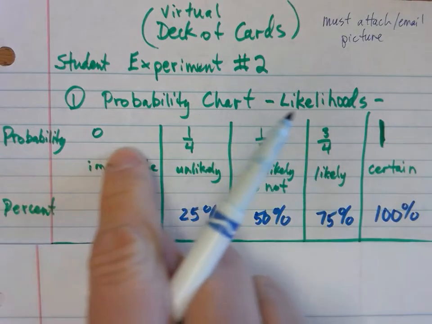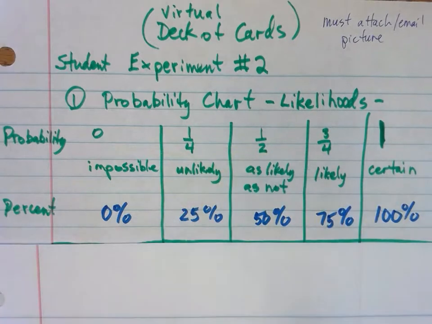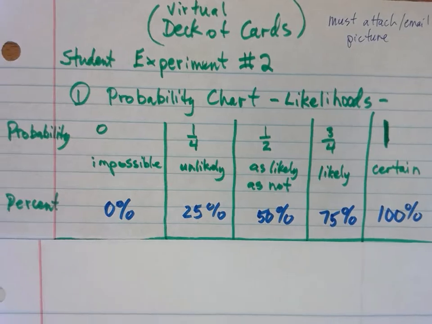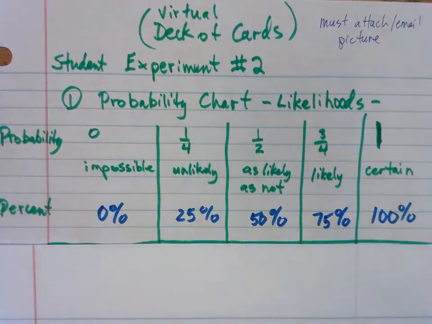Now remember, these fractions are the probability. Then you can take that probability and turn it into a percent. So you might want to get all that down: impossible, unlikely, as likely as not, likely, certain. If you need to hit the pause button right there, you can pause it and do whatever you need to do. I'm going to move forward.